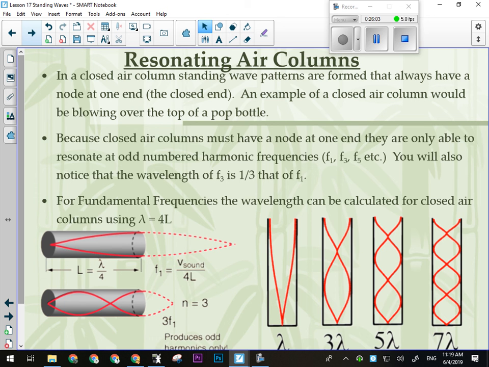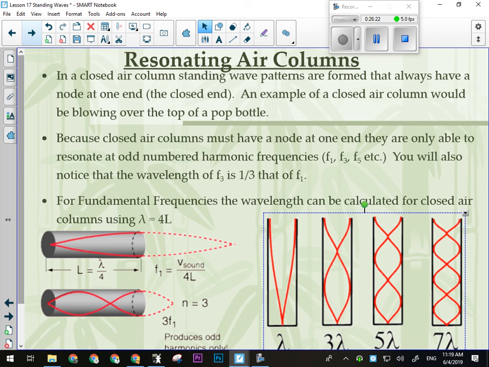So we get standing wave patterns that always have a node at one end, and we get resonant points every half a wavelength, starting with, which is how many wavelengths?